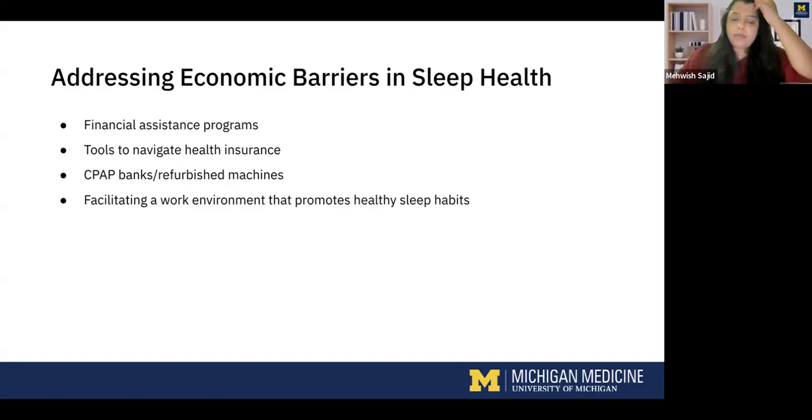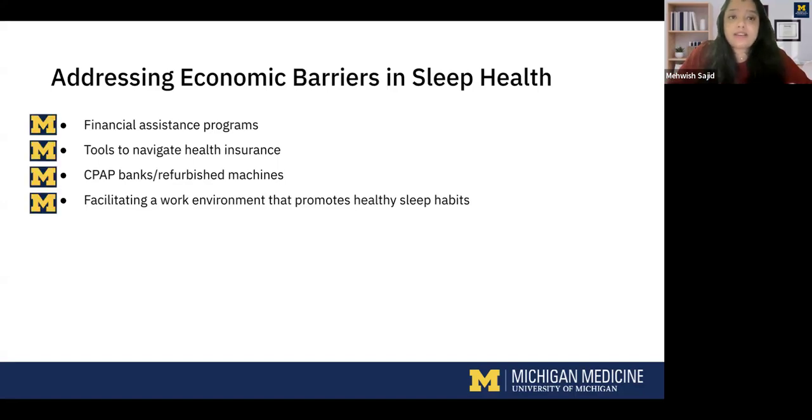So how can we potentially address these when they come up in the sleep clinic? Well, financial assistance programs are definitely helpful, and we are very lucky to have those here. Tools to navigate health insurance or to help patients see if there are other low cost options through their health insurance, or maybe pharmacies or medications that are better covered through their prescription program. We have opportunities for patients to potentially get discounted machines or refurbished machines, and that can take away some of the financial burden of having a CPAP machine and having to pay for it. And then we can work to facilitate an environment that promotes healthy sleep habits, whether that be going to different employers and promoting adequate time off, or even doing that here within our own community to try to practice what we preach as well.